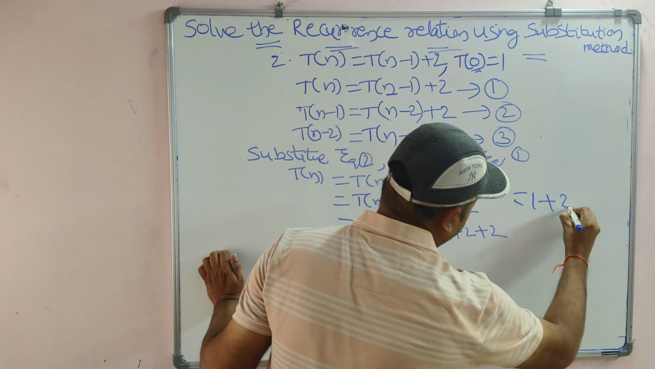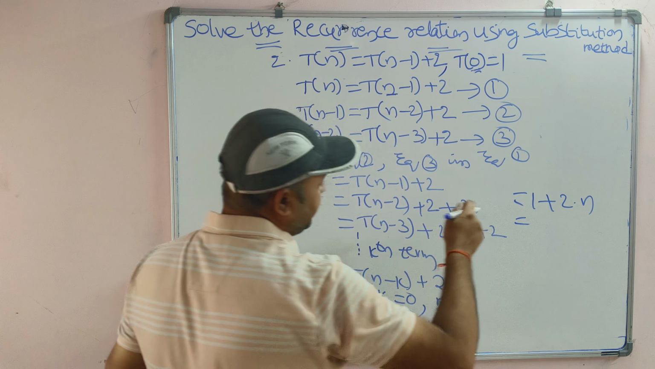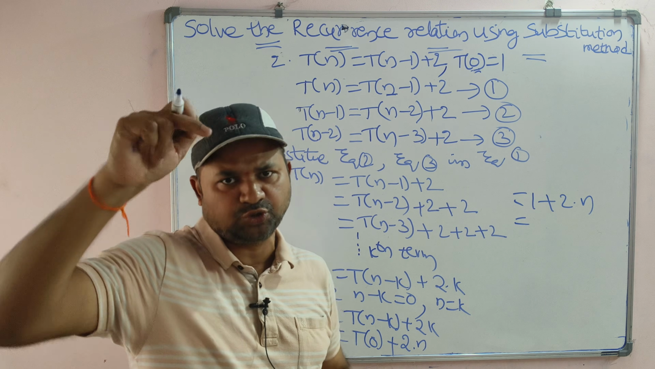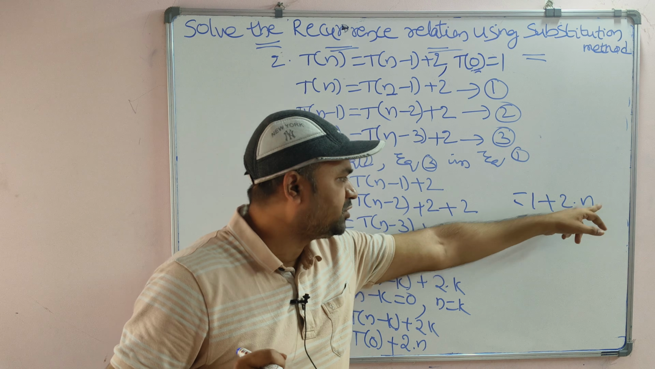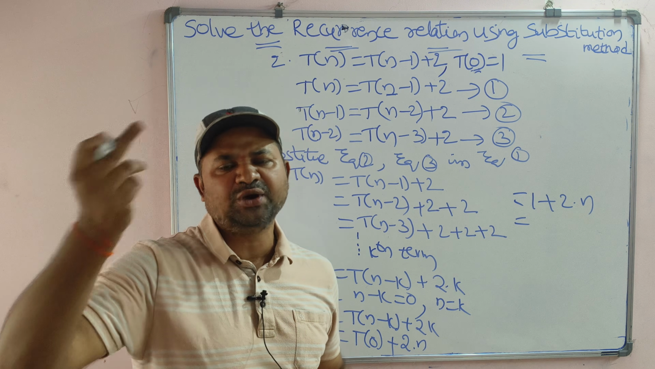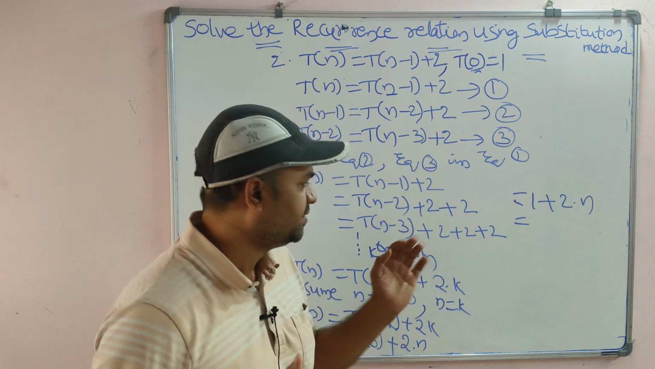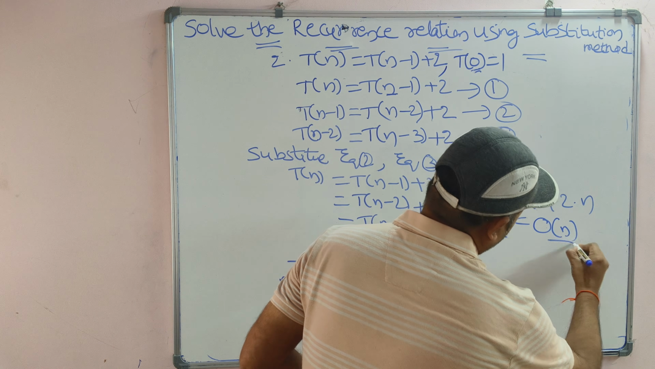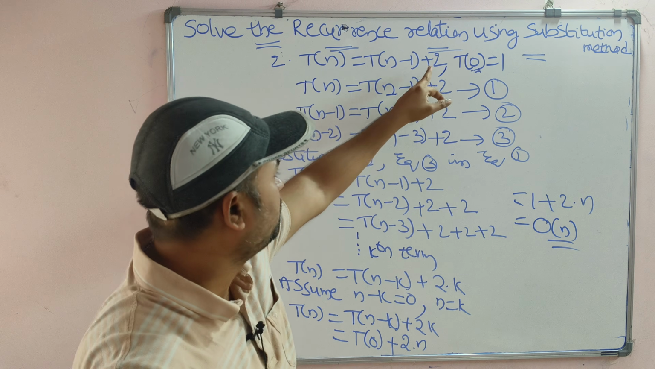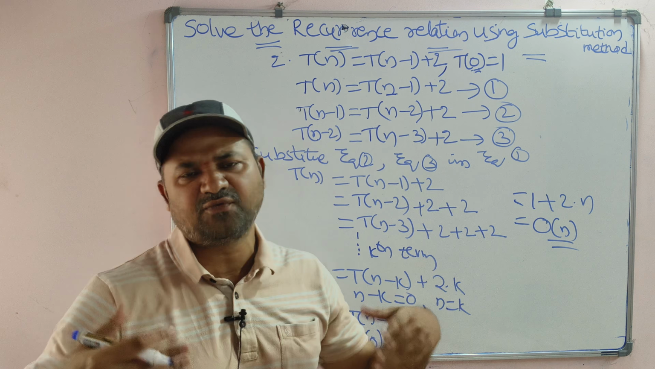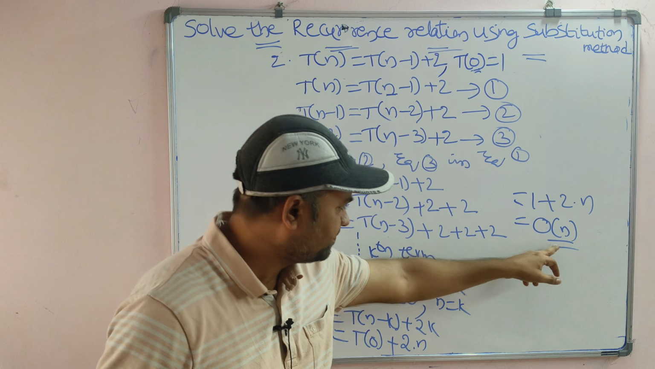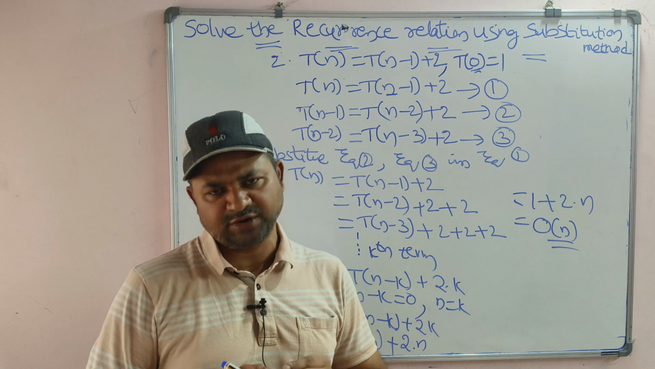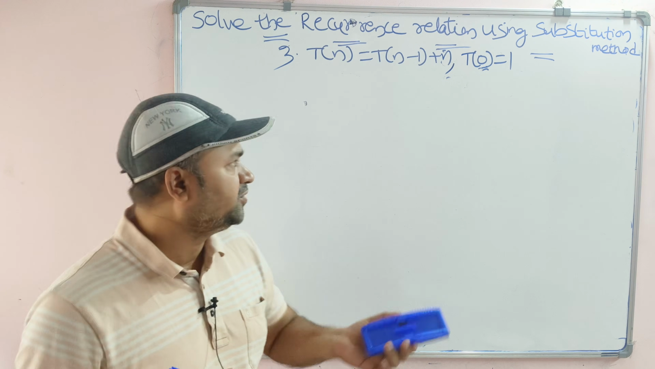So 1 plus 2n. So we can write 1 as 1 into n power 0, whereas 2 into n power 1. Out of 0 and 1, 1 is higher order. So what is the time complexity? Order of n. So for any number 1 or 2 or 3 or 4 or 5, any number, the time complexity is order of n only. Now let's see the third example.